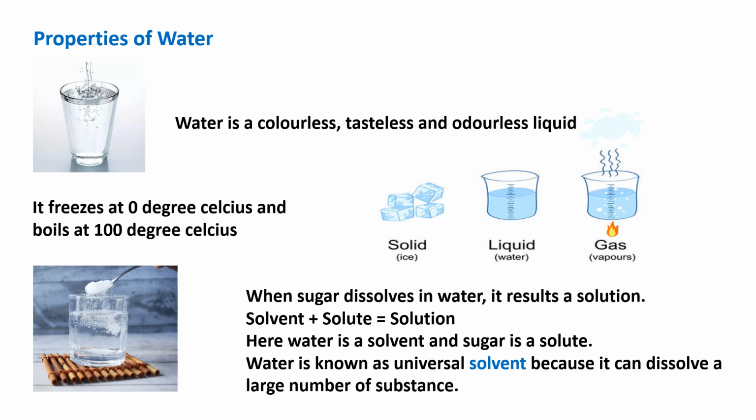Here in this solution, one solvent is there, one solute is there. The water is a solvent and sugar is a solute. You know, water is known as the universal solvent because it can dissolve a large number of substances.